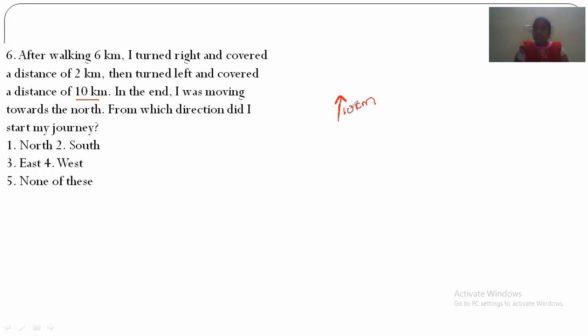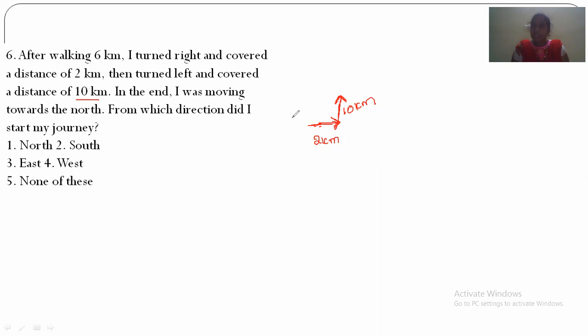If any person has to move in the left direction, if he is in the east direction only, if he turns to the left, then only he will move to the north, isn't it? So first, if he was in the east direction, then after turning left he will move to the north only, which means earlier he was in which direction? East direction. And a distance covered of 2 kilometers. So here how many kilometers has he covered? 2 kilometers. And before that, he turned right.